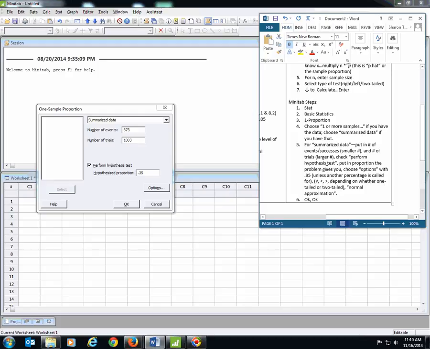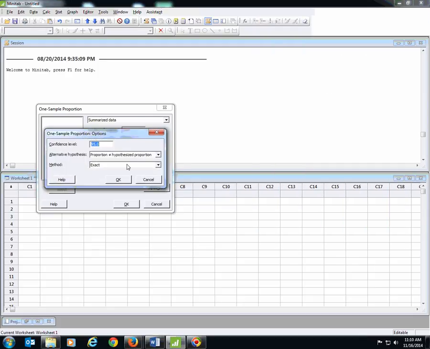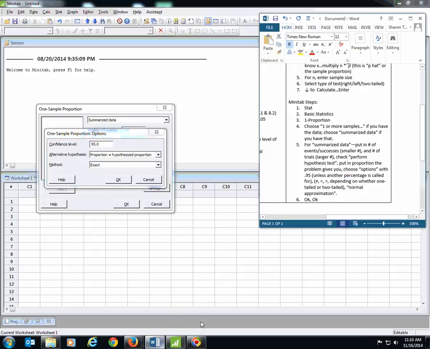Now then, let's consult the Word document again. So we're going to put in our proportion, which is 35%. We're going to choose Options, and we're going to put in 95%. Since we've not been given another one, we're going with the 95%. Now the next thing on your Word document is to put in either not equal to, less than, or greater than. And it depends on whether this is a one-tailed test or a two-tailed test.